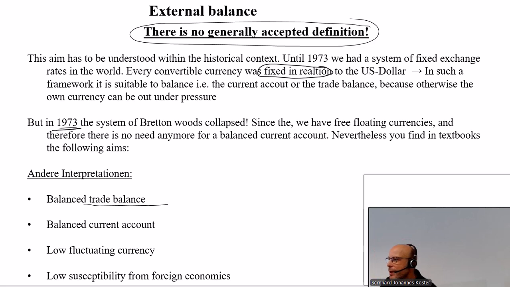But if you do not have a fixed exchange rate system anymore, and the United States quit it in 1973, and right now we have just the free fluctuation of the currencies in the world, then there is no need anymore. Because if you have this capital inflow due to higher exports, then your currency is just appreciating.